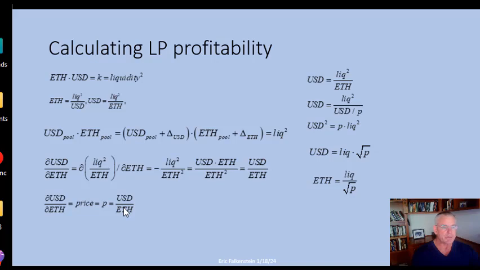And the cool thing here is you can use these simple equations, all from this one basic equation, and work out, with some algebra, that if I know the liquidity number and I take the square root of price, I know exactly how much USD is in the pool. And I also know how much ETH is in the pool. One's times the square root of price and one's divided by the square root of price. And that's all you need to solve all these formulas to calculate exactly what the impermanent loss or the convexity cost is for these guys.